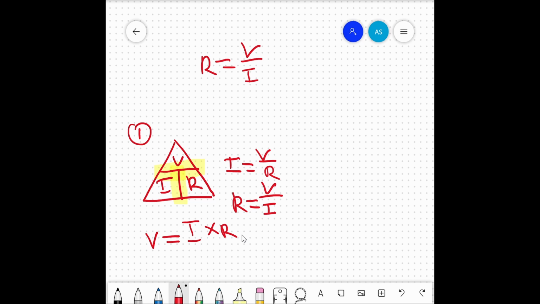The second method is the algebraic method, where you just memorize this equation, V equals IR, and to find the values of each of these variables, all you need to do is make each of these variables the subject of the equation via algebraic manipulation. So if you want to find the value of I, you make I the subject, you get V over R. If you want to find the value of R, you get V over I. As simple as that.